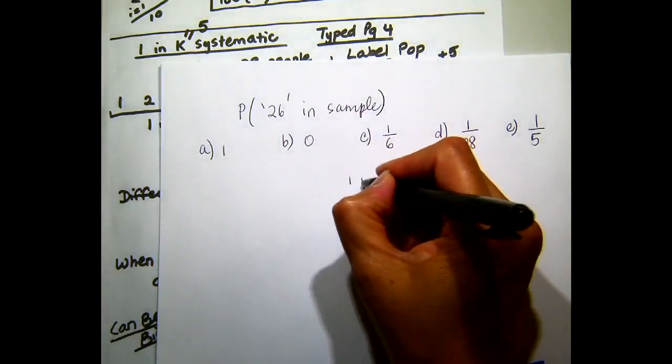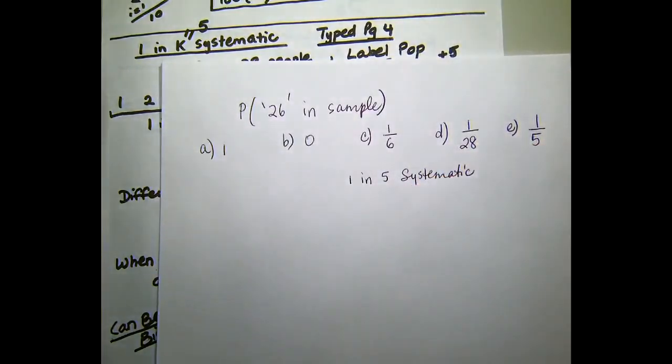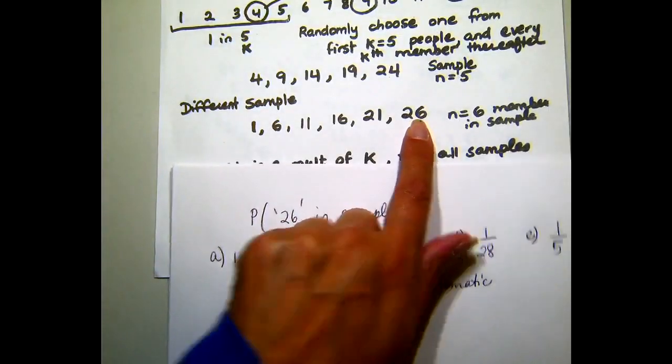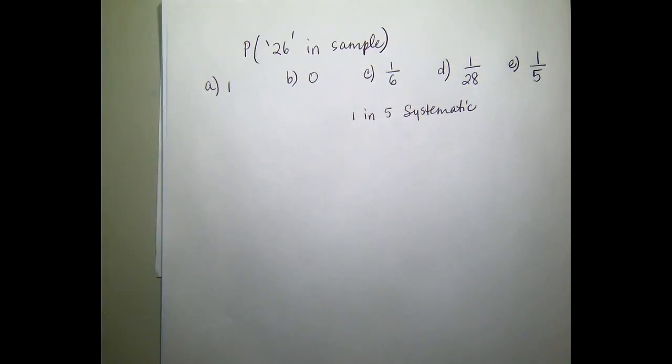And I'm doing 1 in 5 systematic sampling. And I want to know what is the probability that person number 26 is in the sample. What do you think? Between C and E. I agree. It's E. Yeah. Why is it E?